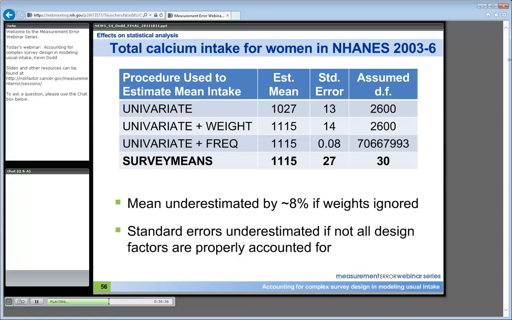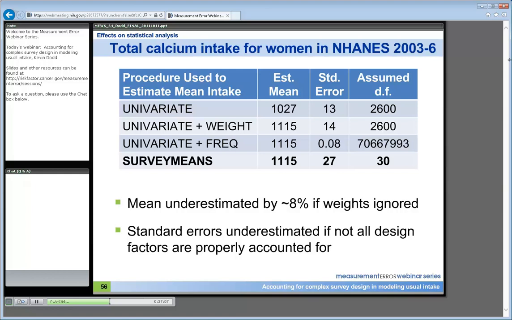So putting in the weights, regardless of how you do it, keeps you from making the approximately 8% underestimate the most naive approach produces. So that's why the last 3 rows in this table have the same estimate, but it's different than the first row. But the standard errors can be very, very wrong. In general, if you ignore the sample design, you get standard errors that are too small. So look at that 13 in the first row compared to 27. That's the more correct estimate.